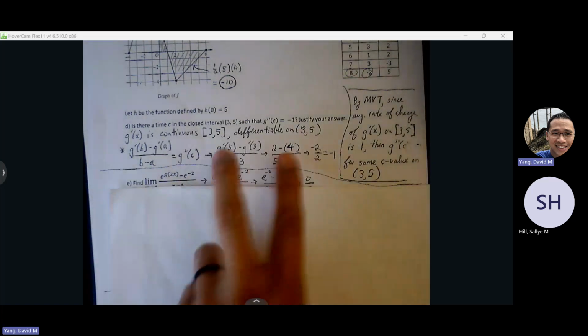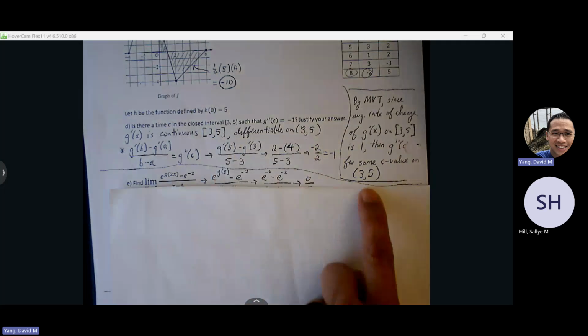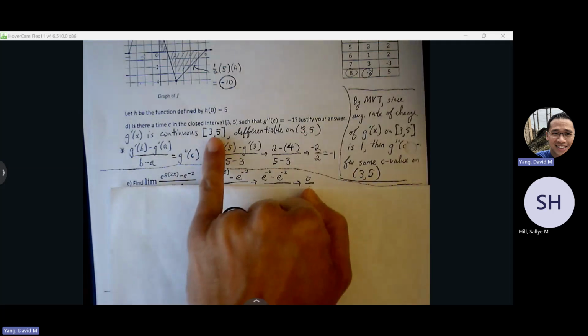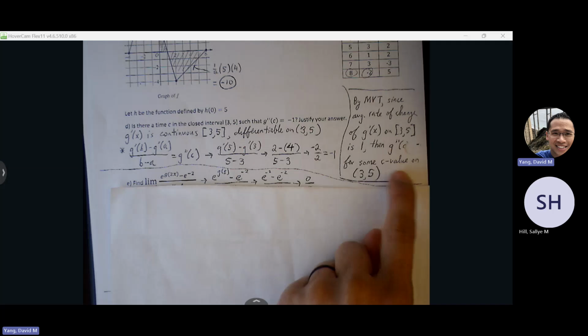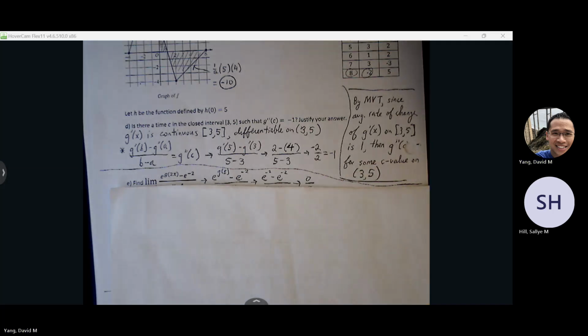Brackets or parentheses at the end of your explanation right there? This one needs to be parentheses. For mean value theorem, it's brackets with continuity, parentheses with differentiability, but then the c value cannot land at the endpoint. It needs to land between the endpoints.